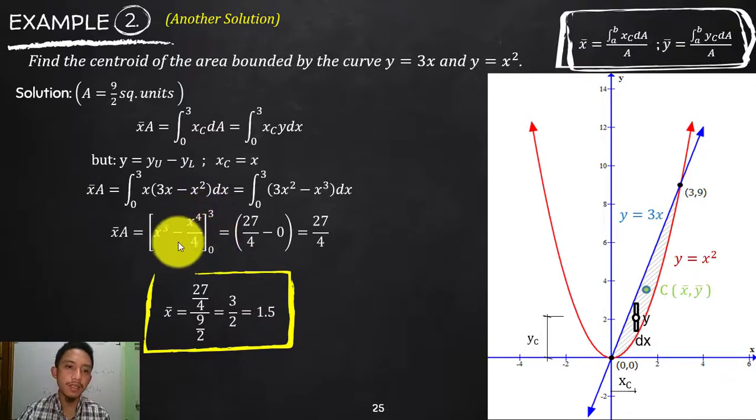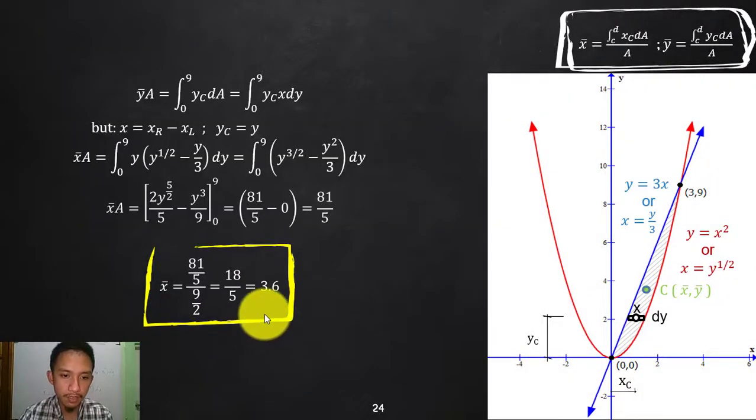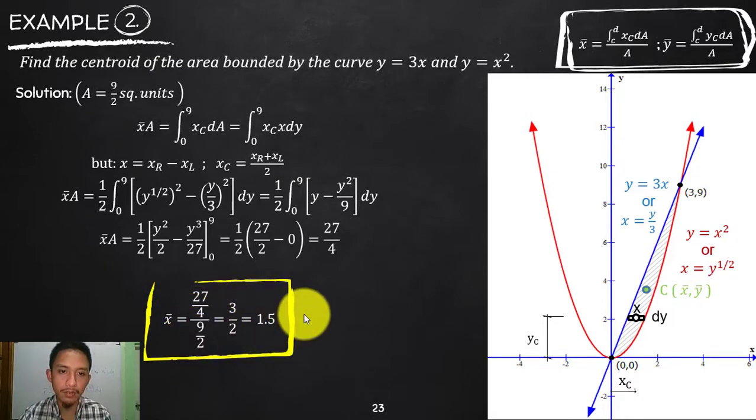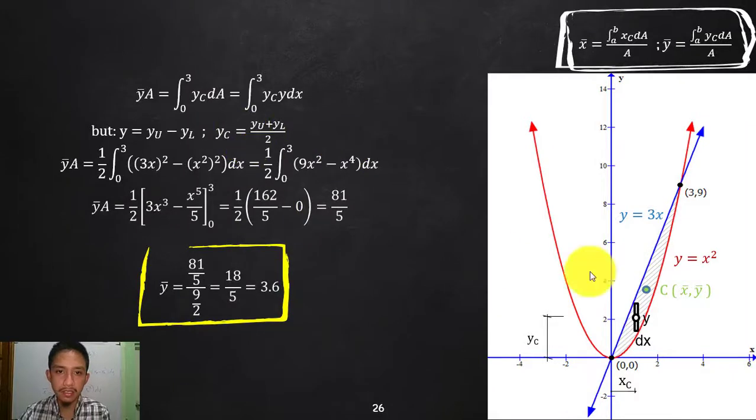Substitute your upper, it will be 27 over 4. Substitute your lower, it will be 0. So 27 over 4 divided by the area, 9 halves, that will be 3 halves. Okay, so still 1.5. That is our x bar a while ago, isn't it? Yes, 1.5. How about the y bar using this vertical strip?